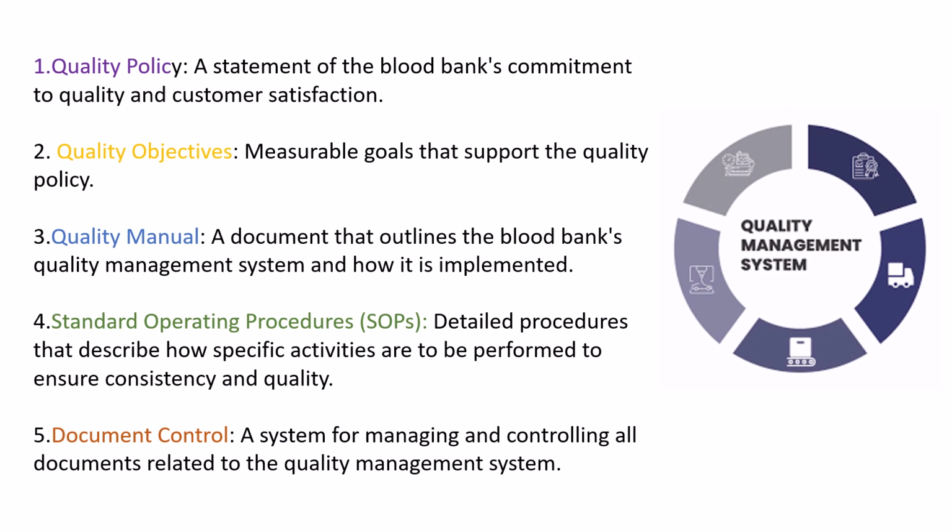Now, quality policy is a statement of the blood bank's commitment to quality and customer satisfaction. Quality objective is a measurable goal that supports the quality policy. Quality manual is documentation that outlines the blood bank's quality management system and how it is implemented. SOP, your standard operating procedure, is a detailed procedure that describes how specific activities are to be performed to ensure consistency and quality. Lastly, document control is a system for managing and controlling all documents relating to the quality management system.